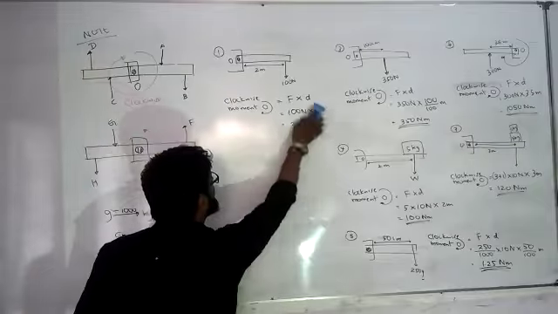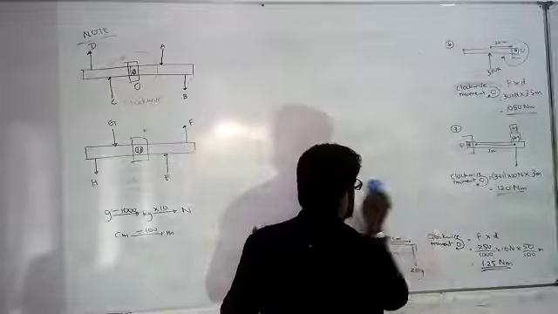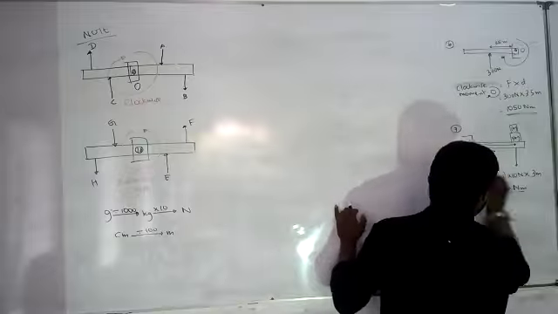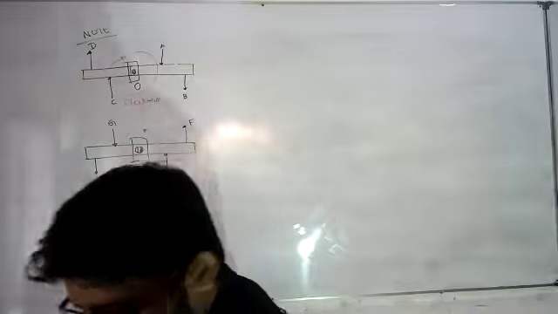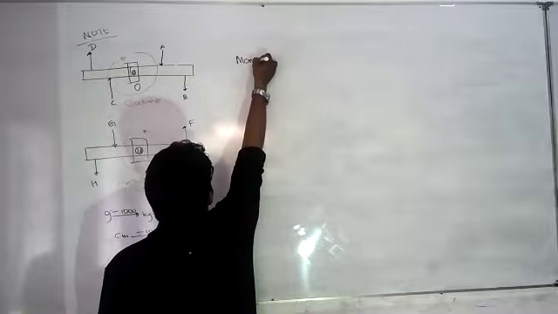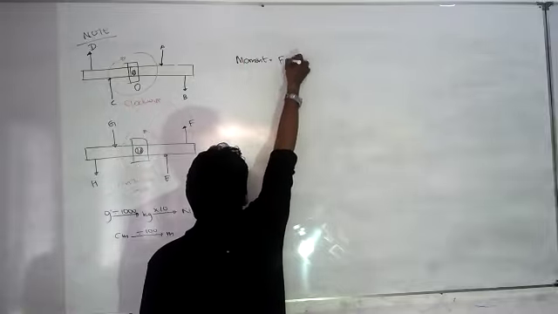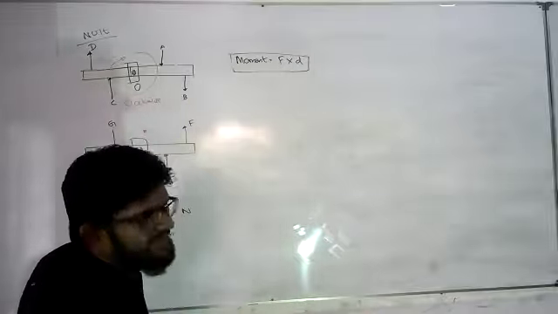Now the relationship between the factors, okay? The relationship between the factors. Our formula is F into D, right? Moment equals F into D. Okay, moment equals F into D.